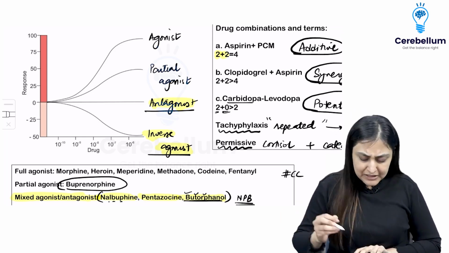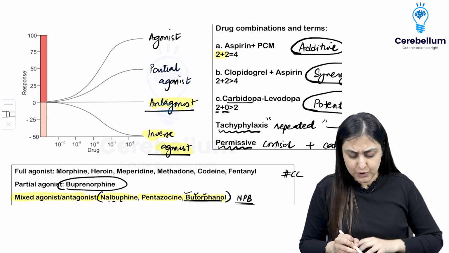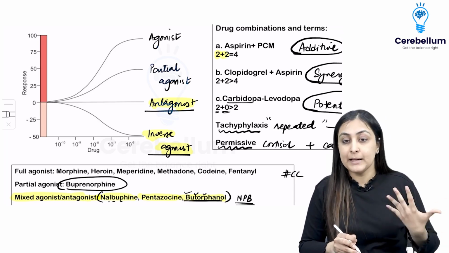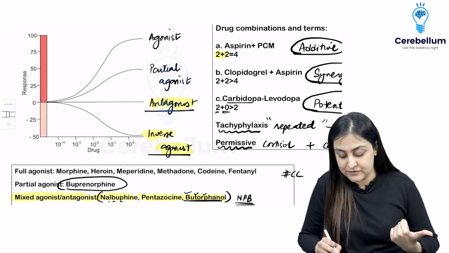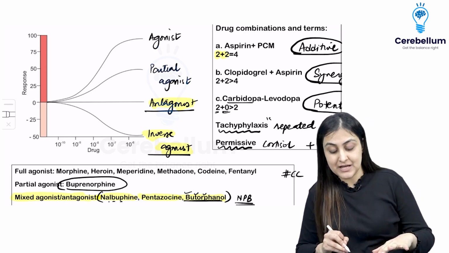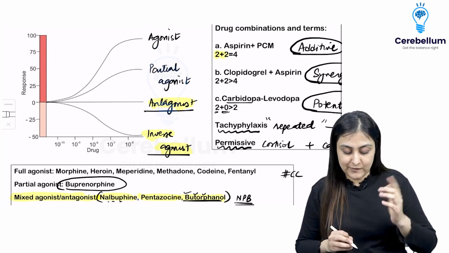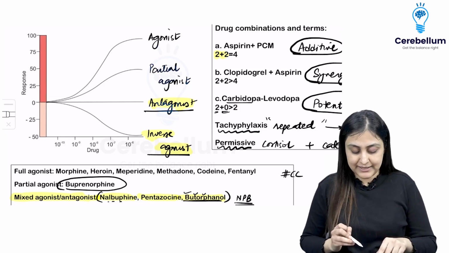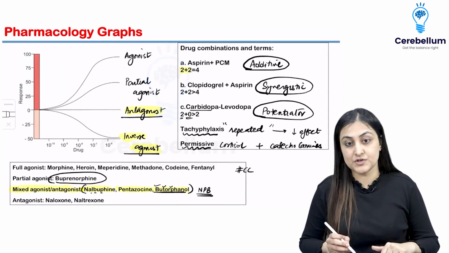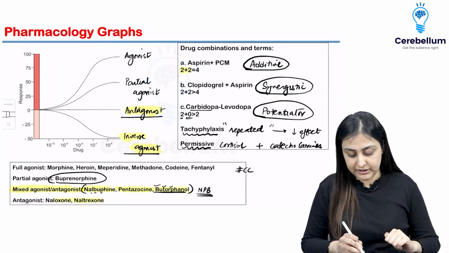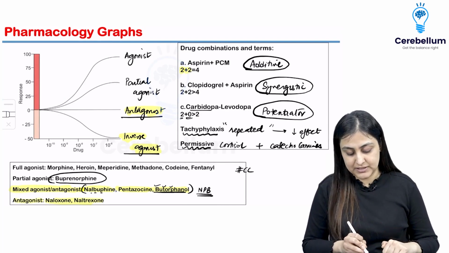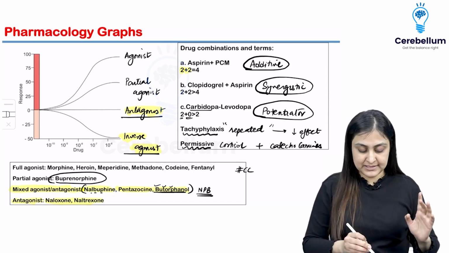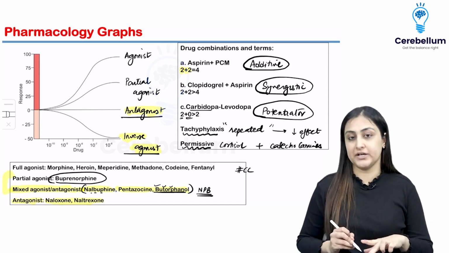Fine. Others that you must be knowing: full agonists are morphine, heroin, meperidine, methadone, codeine, which is frequently seen in cough syrups, and fentanyl. Okay, whereas antagonists, we've done this in psychiatry. Naloxone is the antagonist that we give anytime there's toxicity, whereas for long term we are gonna give naltrexone, right? So these are your antagonists. So this is the category which I want you to pay attention to.